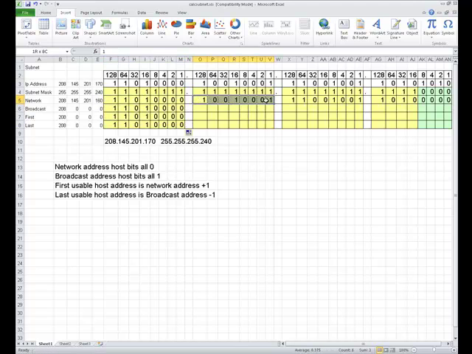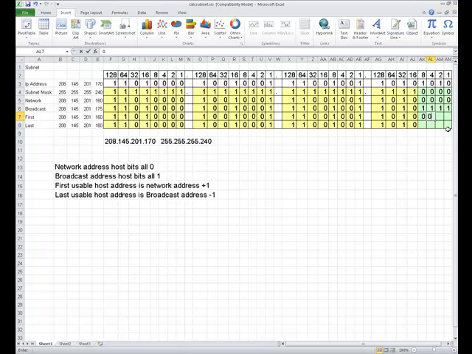Bring down all of our other calculation. This is not going to change the network portion because, again, we're still manipulating the host portion of the address, because in each of these down here, we're talking about host bits. So I can still bring down all of these. By definition, the broadcast address is where the host bits are all 1. So we add that, we're going to have a broadcast address of 208.145.201.175.